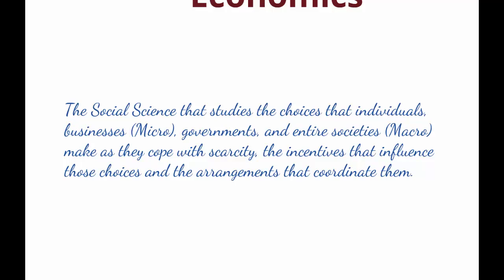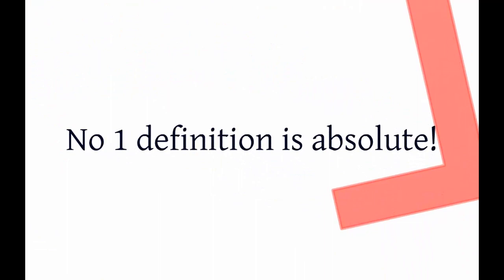Now, the important thing about that definition is that no one definition of it is absolute. So if you take a look at about 75 different economics textbooks, the chances are you're going to get somewhere between 50 and 75 different definitions of economics. There is no one absolute definition. And that's in part because of the dynamics of economics. It is a social science. It's a study of choices.